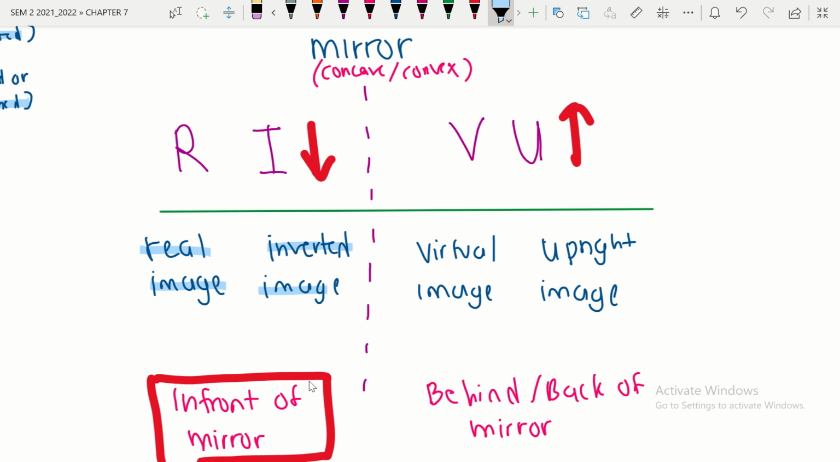So, ingat kalau dekat in front of mirror, dia adalah re. Tapi kalau behind mirror ataupun back of mirror, dia adalah vu. Vu itu maksudnya awak akan dapat virtual image and upright image.